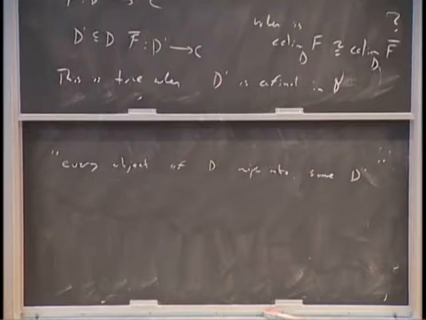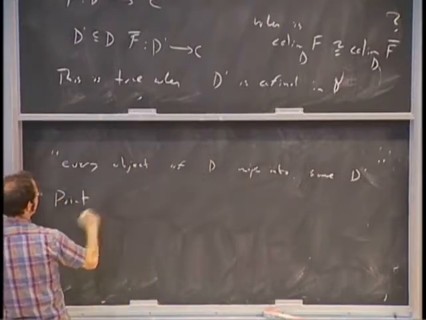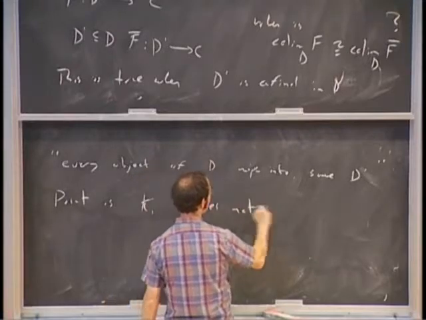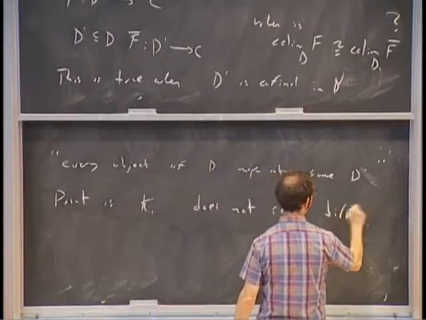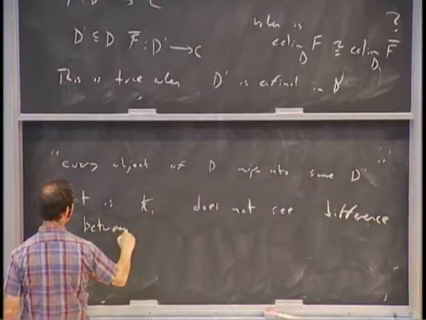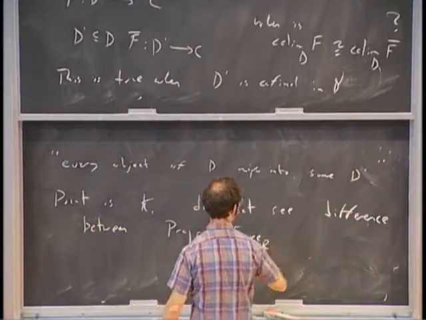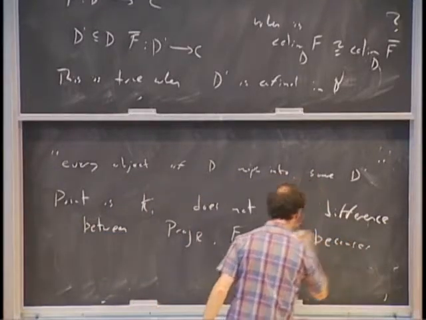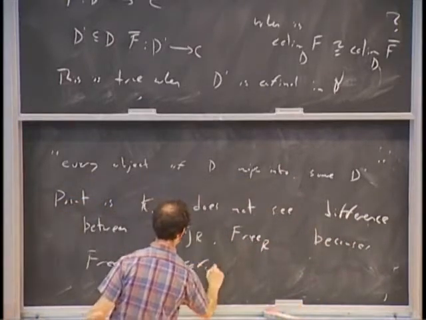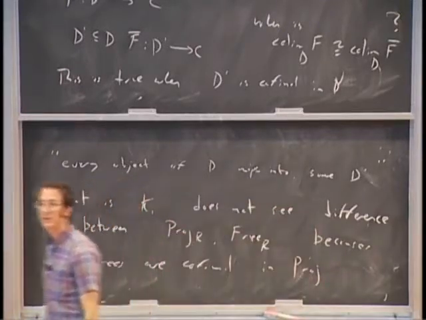But anyway, the point is that K1 does not see the difference between proj R and free R because the frees are cofinal in the projectives.